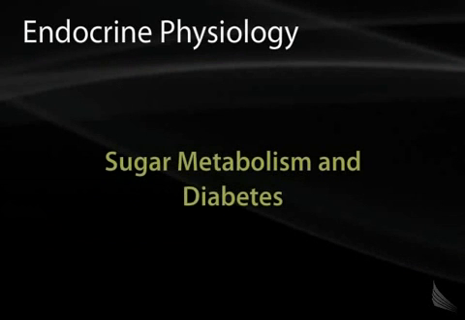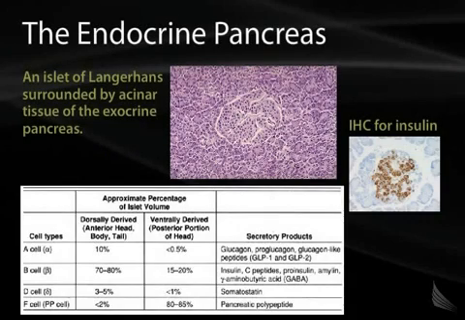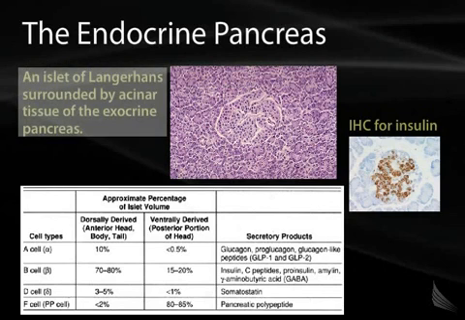In this section, we cover carbohydrate metabolism and diabetes. So the endocrine pancreas is a structure that is involved with the generation of the key hormones involved in carbohydrate regulation. As shown in this slide is a section through the pancreas with an island of cells called the islets of Langerhans, which is surrounded by a large amount of acinar tissue, which is the exocrine pancreas.